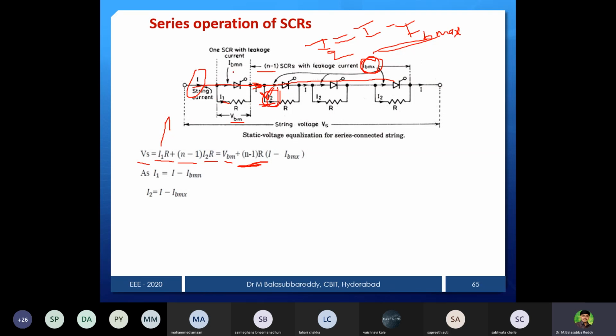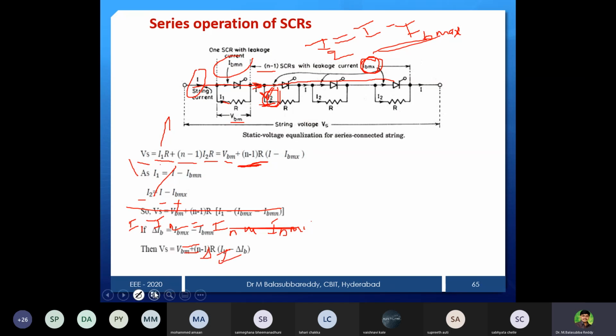But what about I1? This leakage current is IBM, no? I minus IBM will give as I1. So now I know I1, I know I2. Then if I subtract this, what will we get? I1 minus I2, this will get cancelled, that is equal to IB max minus IB min, which I can represent as delta I, the difference of that. So that only I mentioned here.